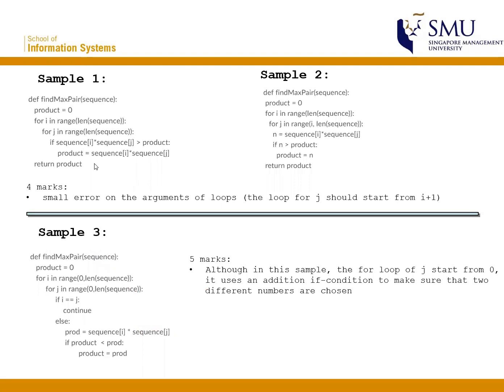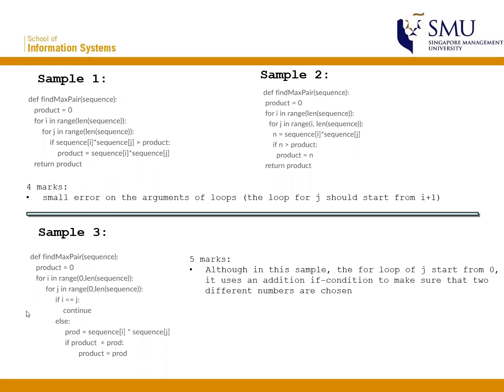In sample 1, the error is that the loop range of j is wrong, since j starts from 0 to the length of sequence. For such errors, the answer will get 4 marks. Sample 2 also has the same problem since it ranges the loop of j from i to length of sequence. It should start from i plus 1. So all such errors will get 4 marks.